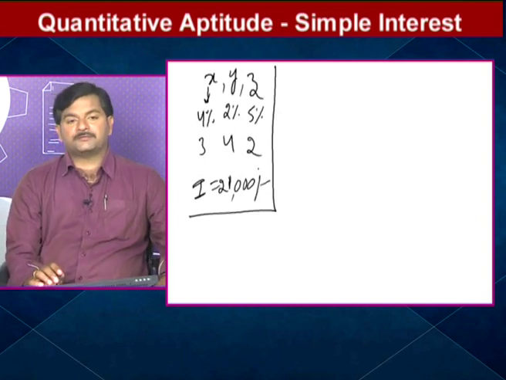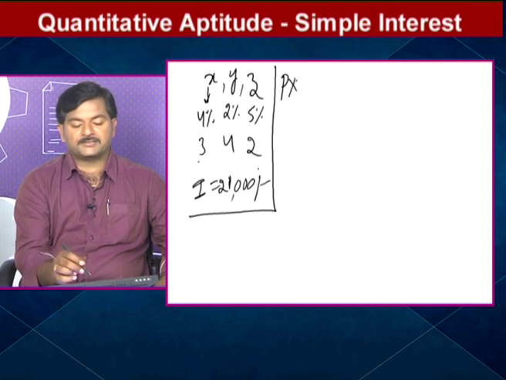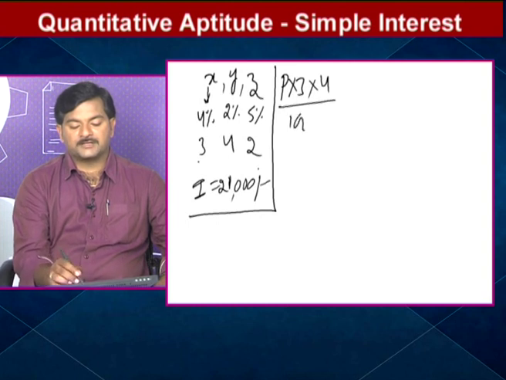By using this condition, please observe, we can apply I is equal to PTR by 100. In first case, that sum is P. T means how many years, 3 years. Rate of interest is how much, 4% by 100.